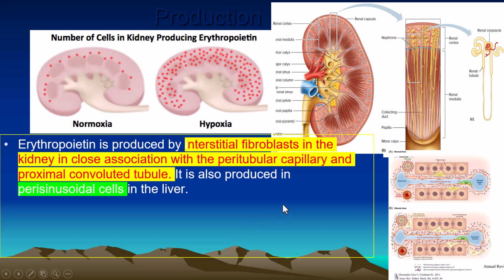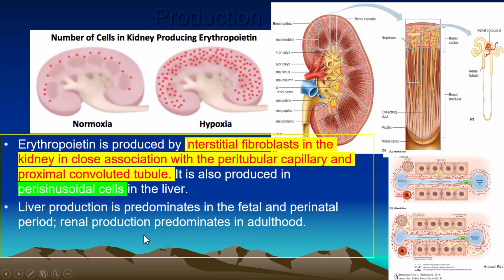Erythropoietin is also produced by the perisinusoidal cell in the liver. This is the section of a liver, and this is sinusoid, containing the venous blood, and these are the sinusoidal cells. So two organs in the body are responsible for the production of erythropoietin: one is the kidney and the other is the liver. Some cells of the reticular endothelial system also secrete erythropoietin.